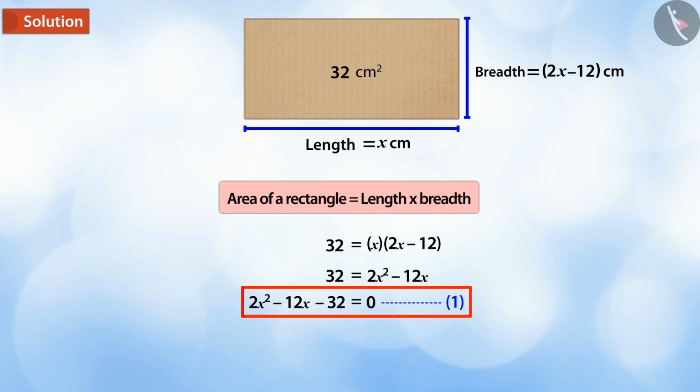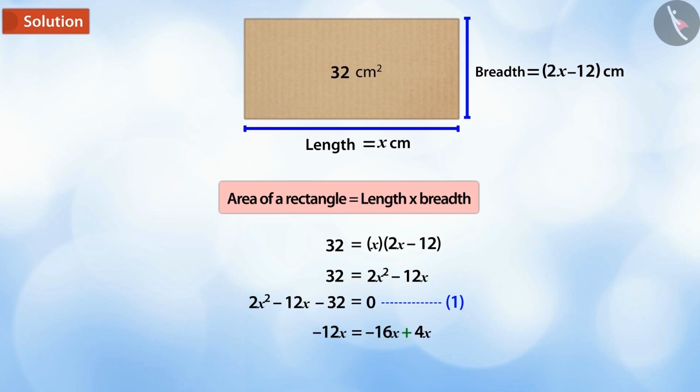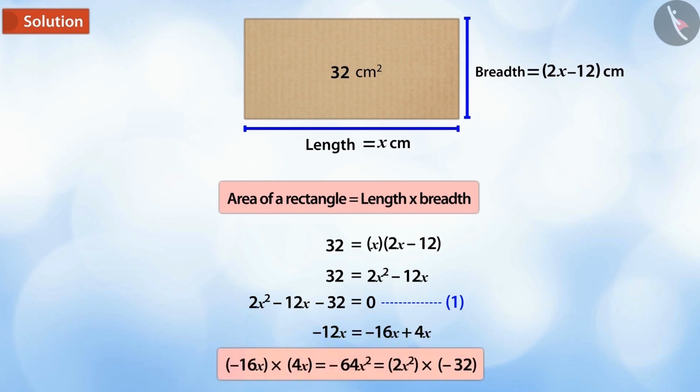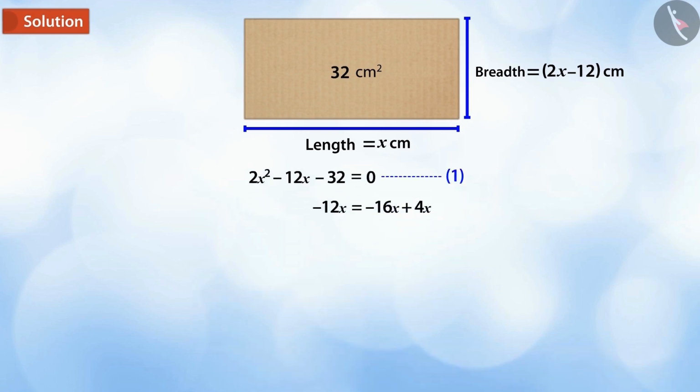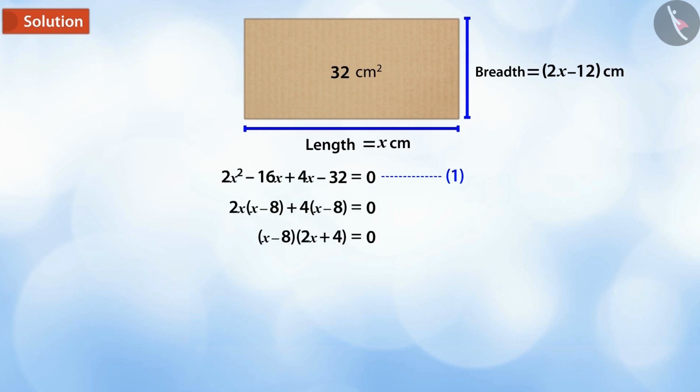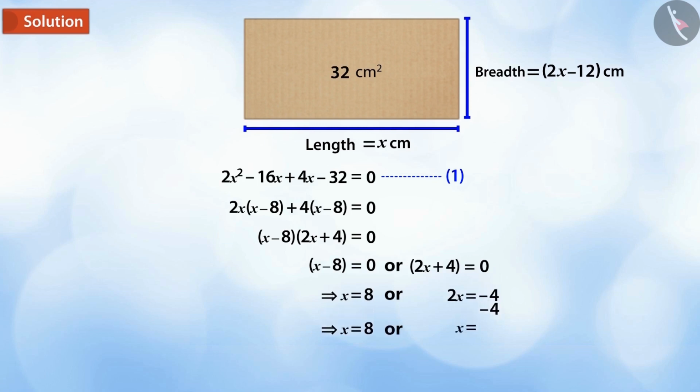For the value of x, let's select the middle term of equation 1. Hence, let's split the middle term, which is minus 12x, as minus 16x plus 4x. On solving, we see that x minus 8 is equal to 0 or 2x plus 4 is equal to 0. Hence, we get x is equal to 8 or x is equal to minus 2.